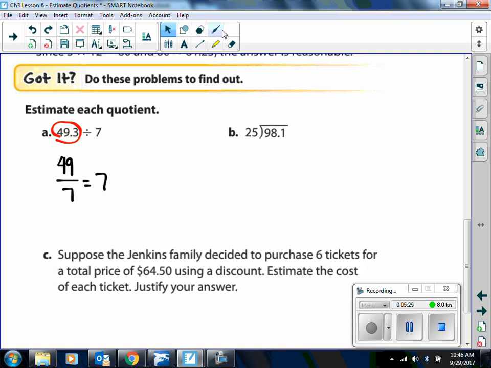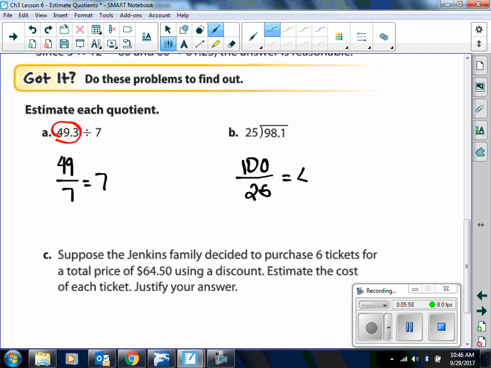So let's look at example B. Example B says 98.1 divided by 25. Now, if we were going to round, we would say 98. If we were going to use our rule from yesterday, that would work out fine, because rounding to the greatest place value, 98 would round to 100. Very good. So 100 and 25 are compatible to divide. So 100 divided by 25 is equal to 4.